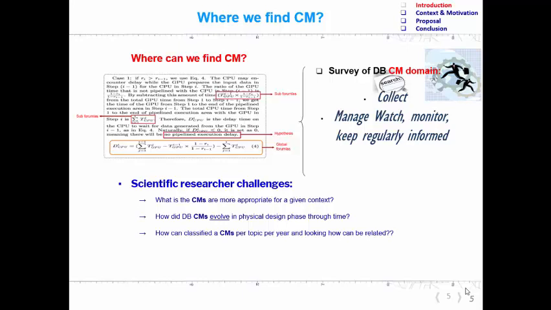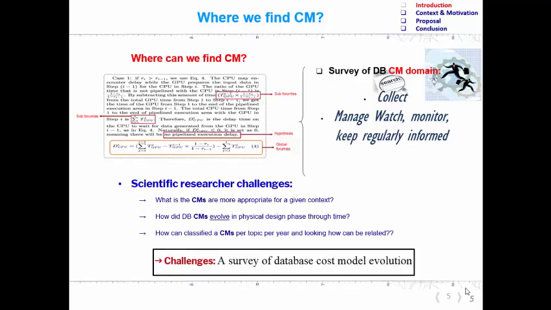So the scientific researcher faces challenges such as: which cost models are more appropriate for a given context? How did database cost models evolve in the physical design phases through time? How can we classify cost models per topic, per year, and see how they are related? So the challenge here is that we need a survey of database cost model evolution.